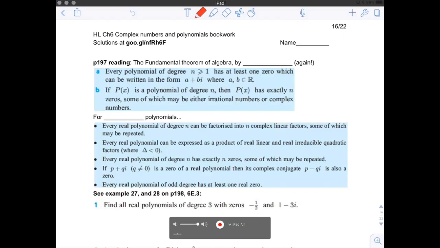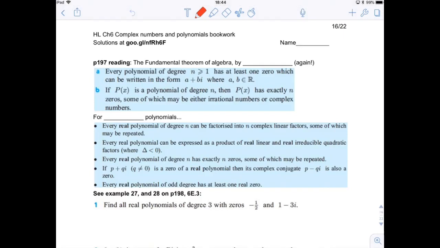Page 16 of Complex Numbers and Polynomials. Page 197 reading. The Fundamental Theorem of Algebra by Gauss again. This happened to be his PhD dissertation.